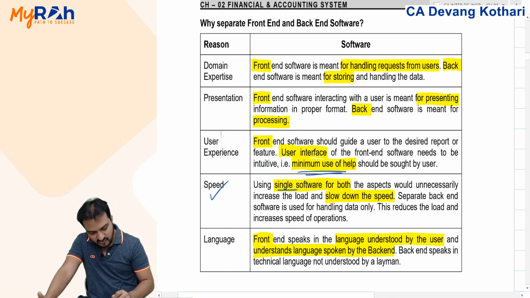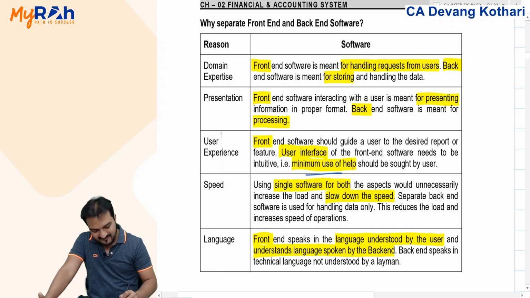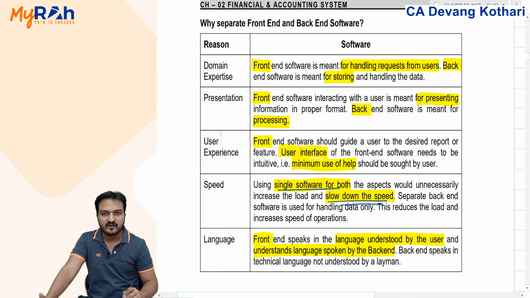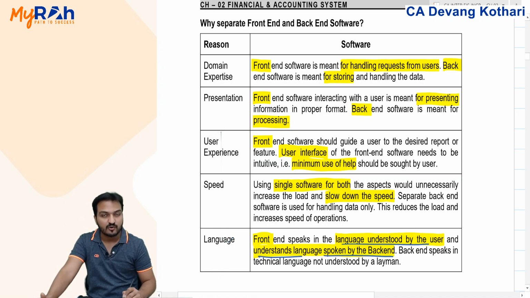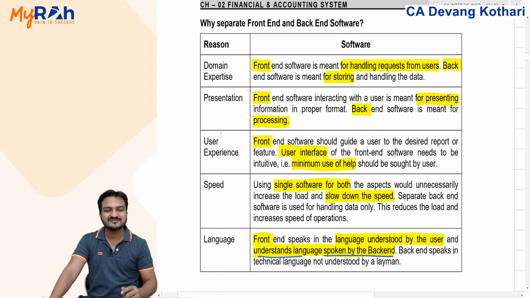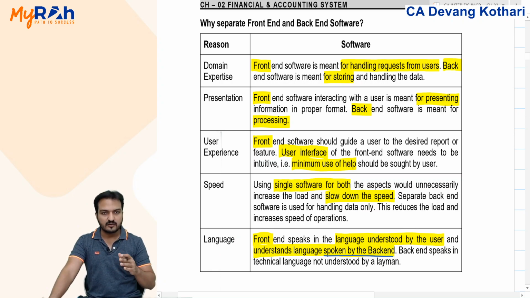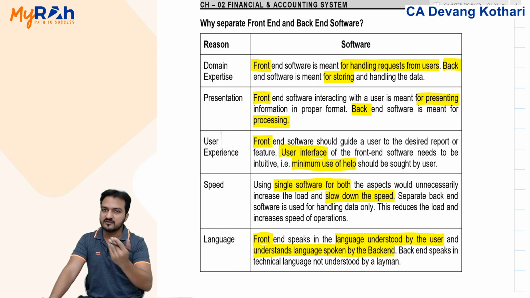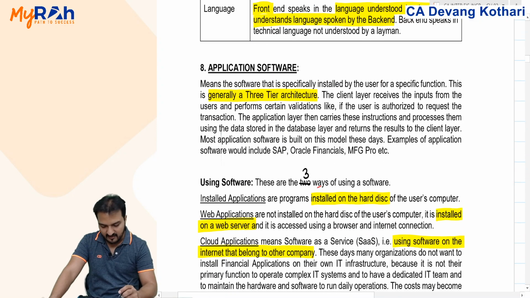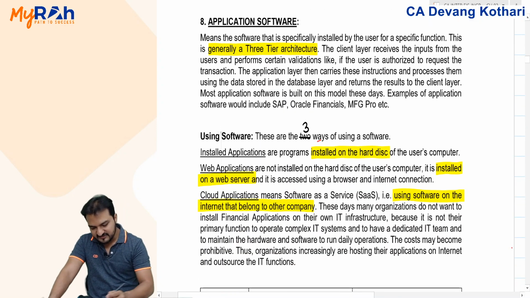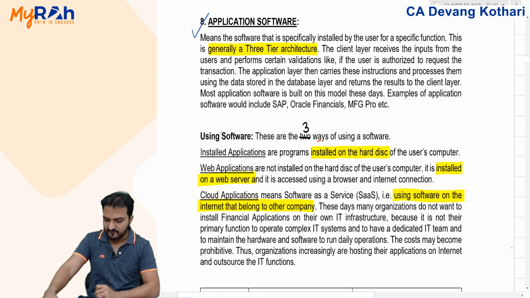Speed: if I use a single software for both the work, it will slow down the speed. And language: front end speaks the language understood by the user, while it also understands the language spoken by the back end. In other words, front end is the connection between user and the back end. In short, these were some details about front end, back end software. Next, we talk about application software.